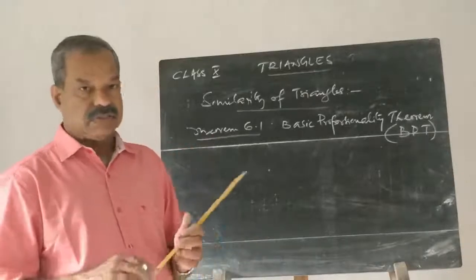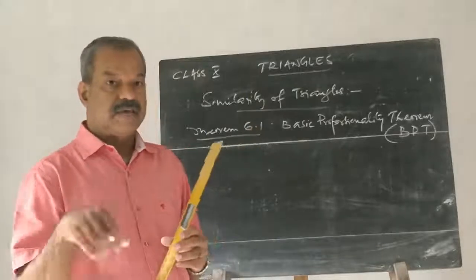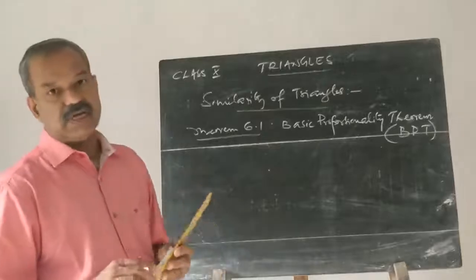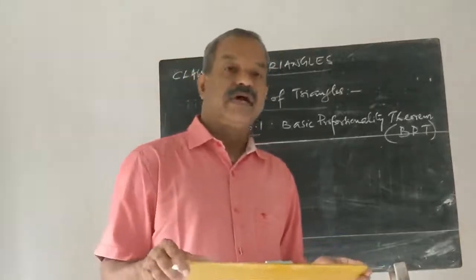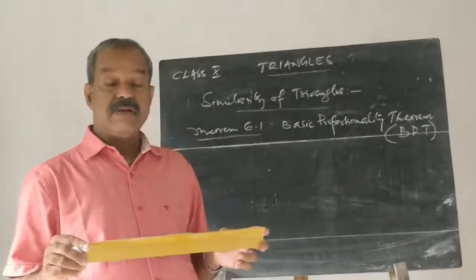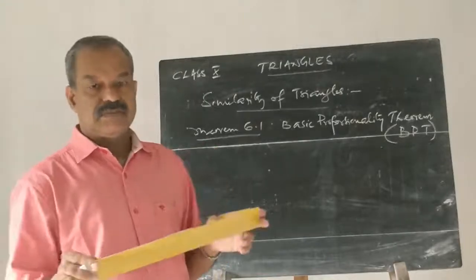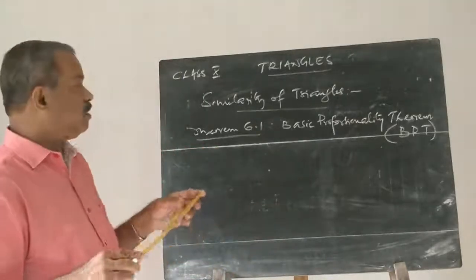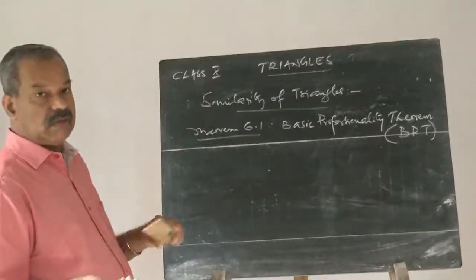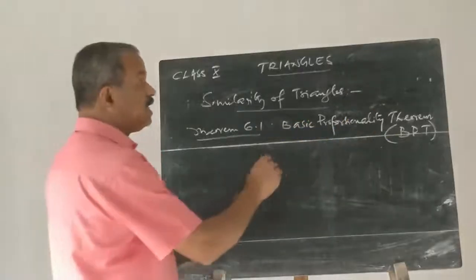Now we are going to discuss similarity of triangles. When do we say that two triangles are similar? If their corresponding angles are equal and their corresponding sides are proportional, or in the same ratio. Based on these facts of similarity of triangles, we can prove an important theorem which is called the basic proportionality theorem or Thales theorem.